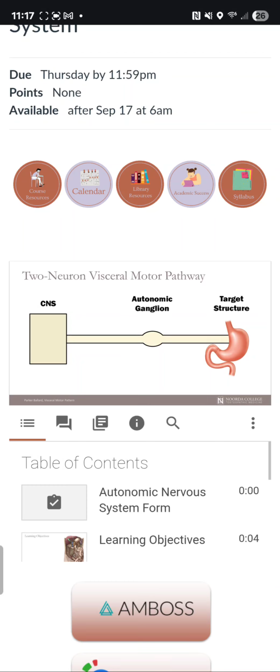So from the CNS in green here, we're going to have a preganglionic neuron that has its cell body in the central nervous system, and then it's coming out to this autonomic ganglion. And then in the autonomic ganglion, it's going to synapse with the cell body of a postganglionic neuron here in purple. And then the postganglionic neuron is what's going to eventually get to the target structure.